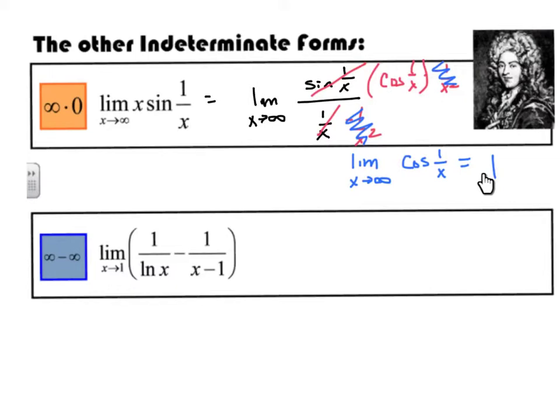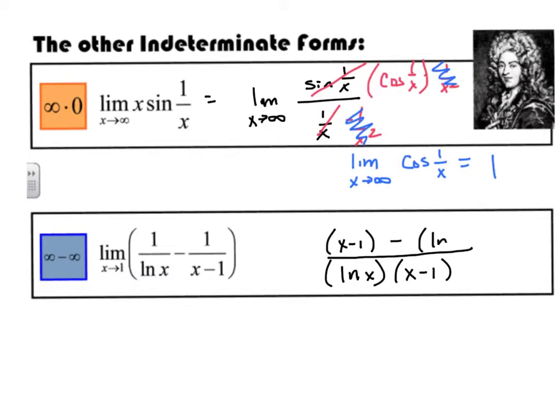Okay, next form, infinity minus infinity. Well, if you think about this, you know, we got 1 over 0, which is an asymptote, minus 1 over 0, which is an asymptote. So the way to handle this, maybe you already have some kind of inkling, is again to use some algebra to think about a common denominator. Okay, so over here I'm going to write natural log of x multiplied by x minus 1. And on the top I'm going to have x minus 1 minus the natural log of x.